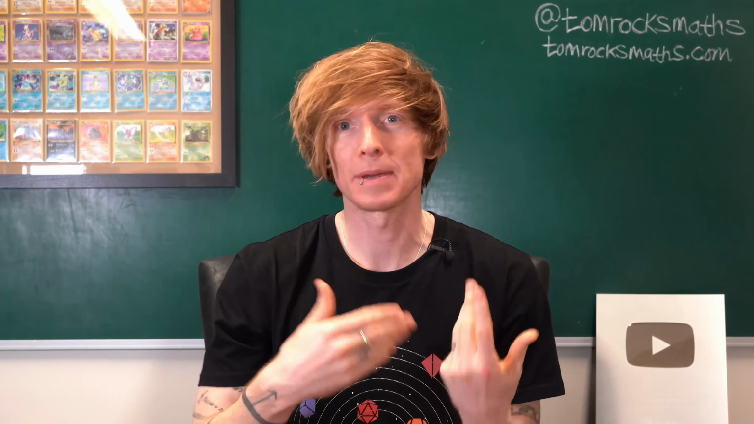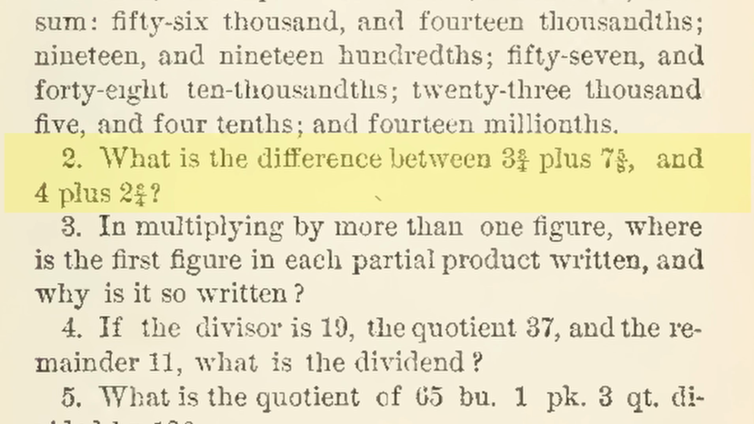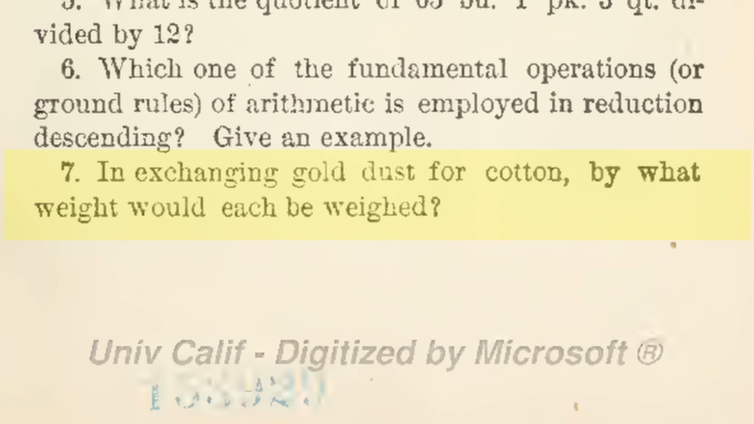The stuff about divisors and quotients was interesting, getting people to understand the terminology, which is still the terminology we're using today. Quite liked that. We had to do some subtraction of fractions back in question 2. That was cool. Gold dust and cotton. Great question. Probably your favorite question there. Number 7: the weight in exchanging gold dust for cotton. By what weight would each be weighed? It's just a hell of a question on a maths test. Love that. Only even prime number. Love that one. The weeks one that took me forever.